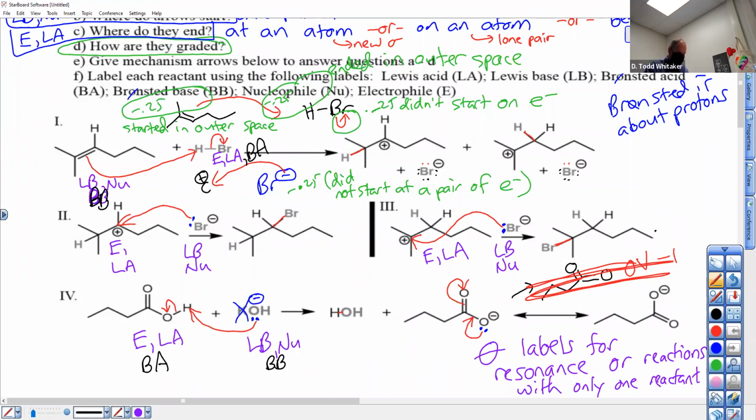The combination of 1, 2, and 3 is a mechanism, and we'll be doing a journal entry later today. It's like an intro here. And I think we've done all the parts. How are they graded? Well, I showed some ways you can lose points. The ones I did correctly, I'll just tell you. Let's continue with this grading.